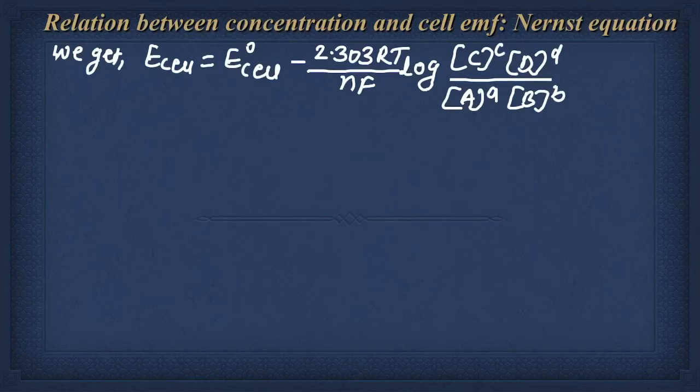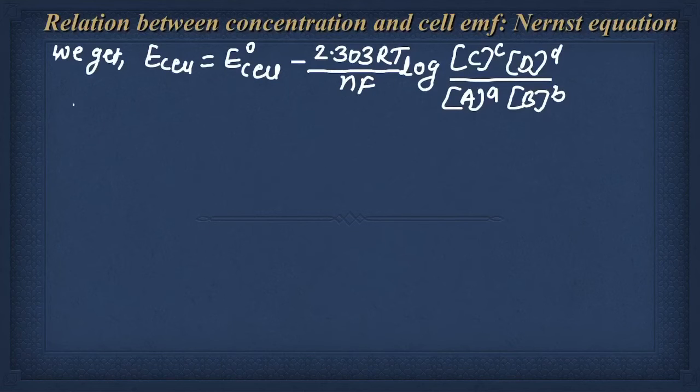Here E cell is the cell EMF where the solution has this concentration; if there is a different concentration solution, we can get that cell EMF. E standard is the cell EMF when we fix the concentration of the solution at 1 molar with the temperature 25 degrees centigrade. n is the number of electrons involved in the oxidation and reduction process. F is the Faraday constant, whose value is 96,500 coulomb, the charge on the electron. R is the gas constant and T is the temperature.